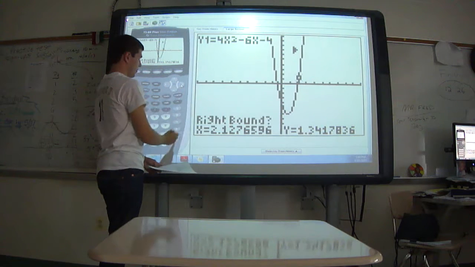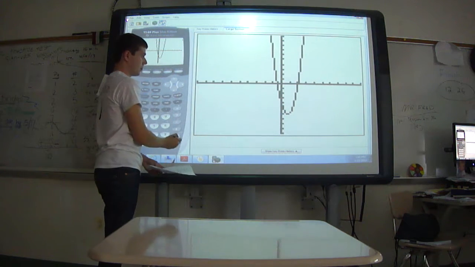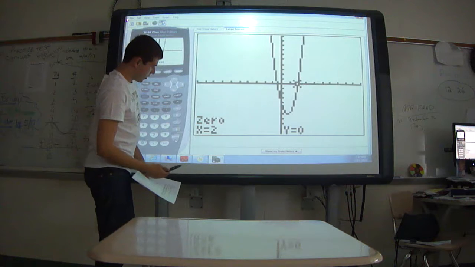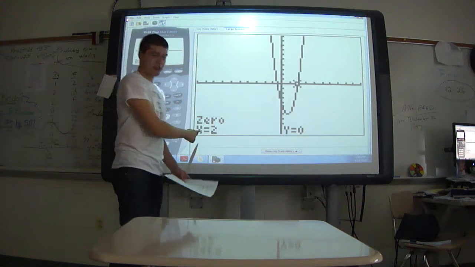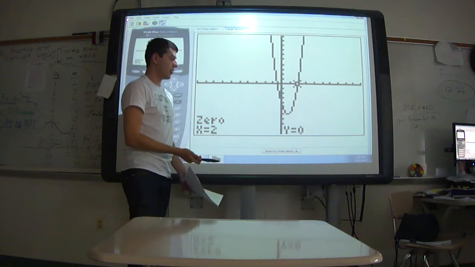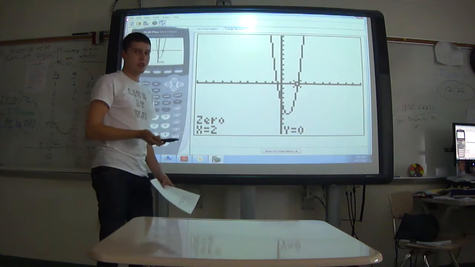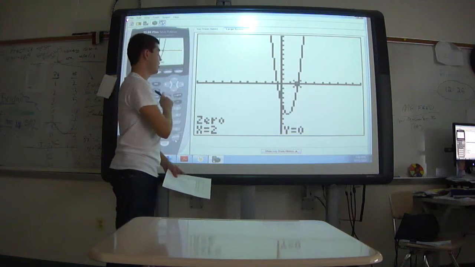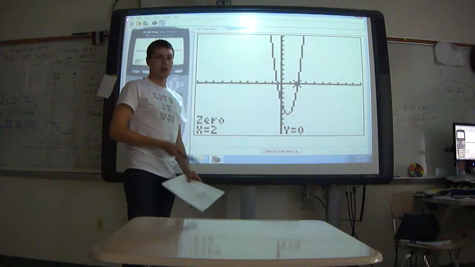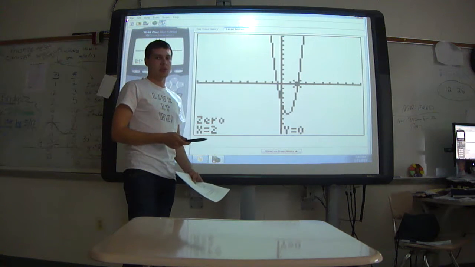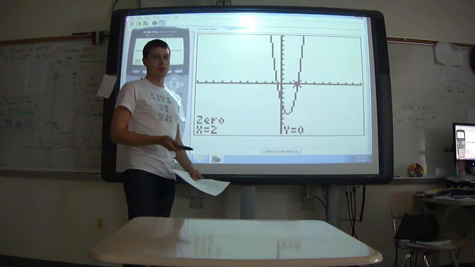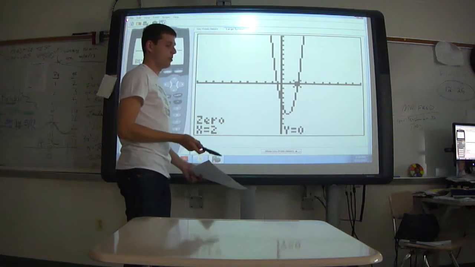And then right bound. And as you can see here, it says x equals 2. That's one of them. Another way that you could do, which may be a little harder, is you go to second and then table, and then look through until you get to when x equals 0, or when y equals 0, what does x equal? Which would also be 2.